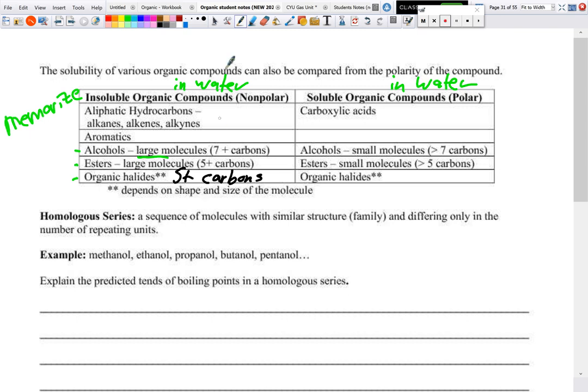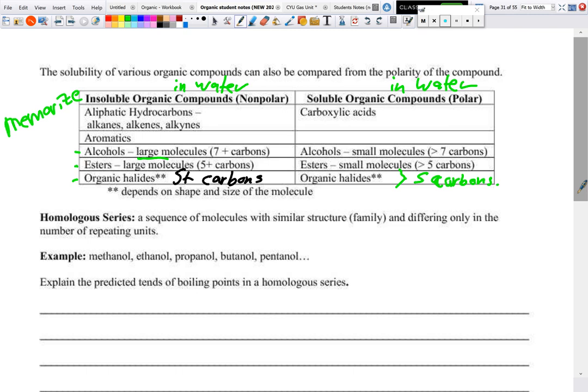Now, our polar ones. Carboxylic acids, for right now, no matter what, if you have a carboxylic acid it's going to be polar. And alcohols, so small ones, less than 7 carbons. Esters, less than 5 carbons in total. And organic halides, same thing, less than 5 carbons. And that's just something to keep in mind as well.